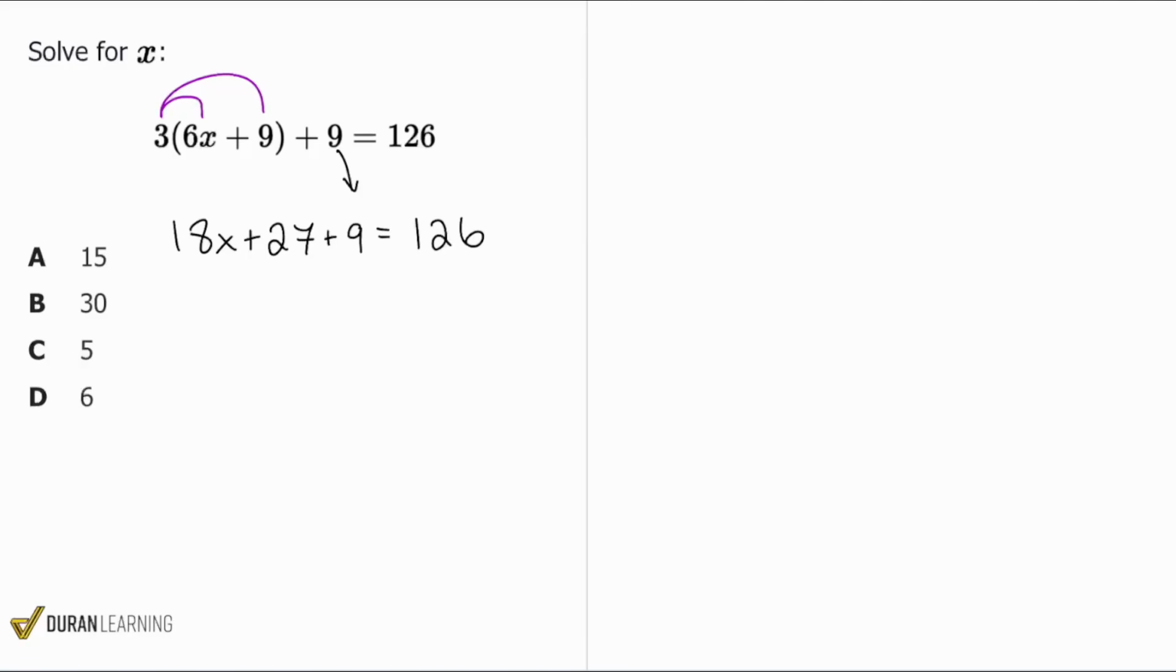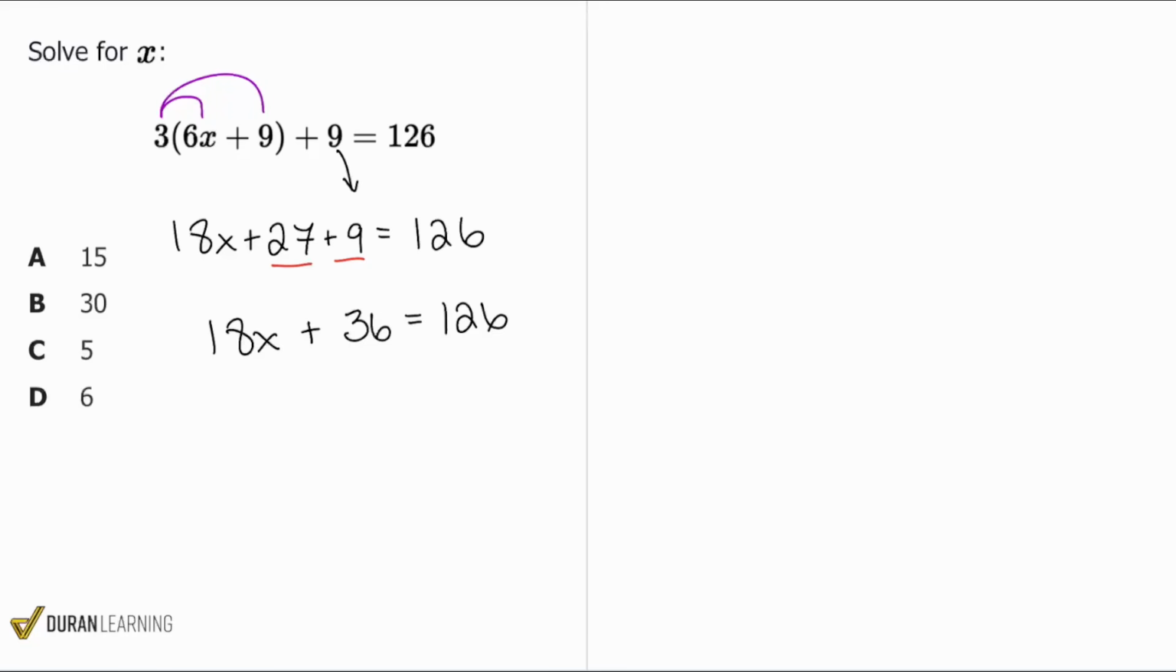So now that we're here, what I can do is combine some terms together. I clearly see that we have a 27 and a 9 that we can bring together. And everybody, what's 27 and 9 added together? Combine those and we end up getting 18x plus 36. Yeah, there we go. And now this just becomes another regular old equation.